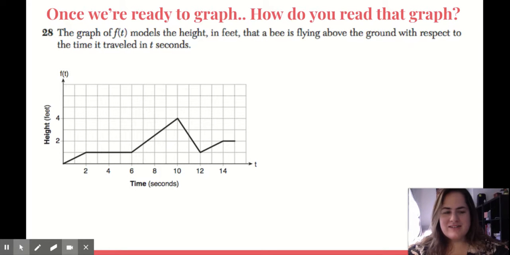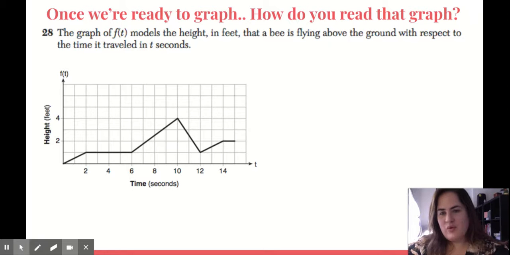Okay, so up until now for this project, we've been looking at creating our own equations and getting them ready for the calculator. So what happens when we actually have things ready for the calculator and they've been graphed? How do we read a graph? So let's start with 28 with some review.